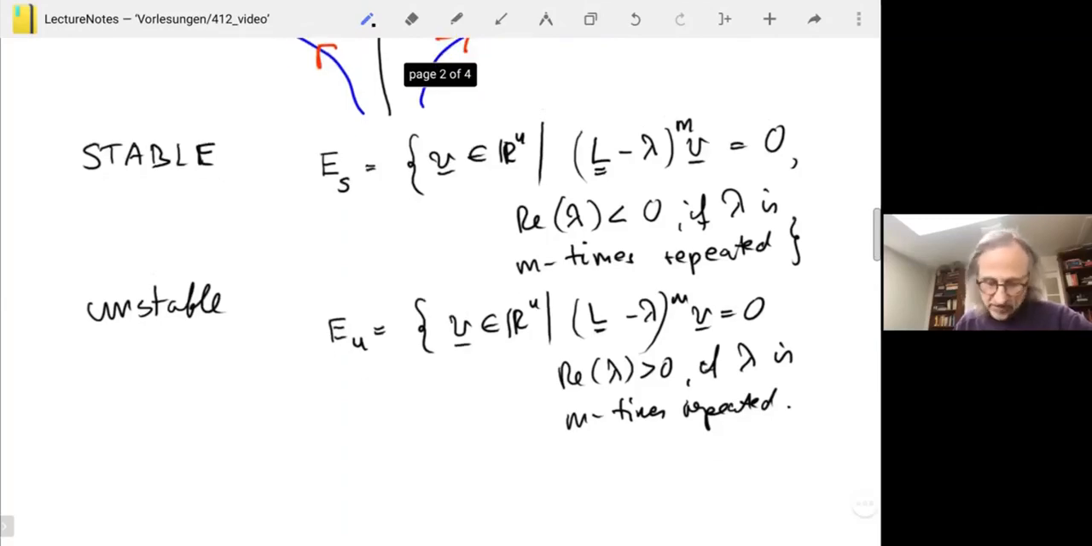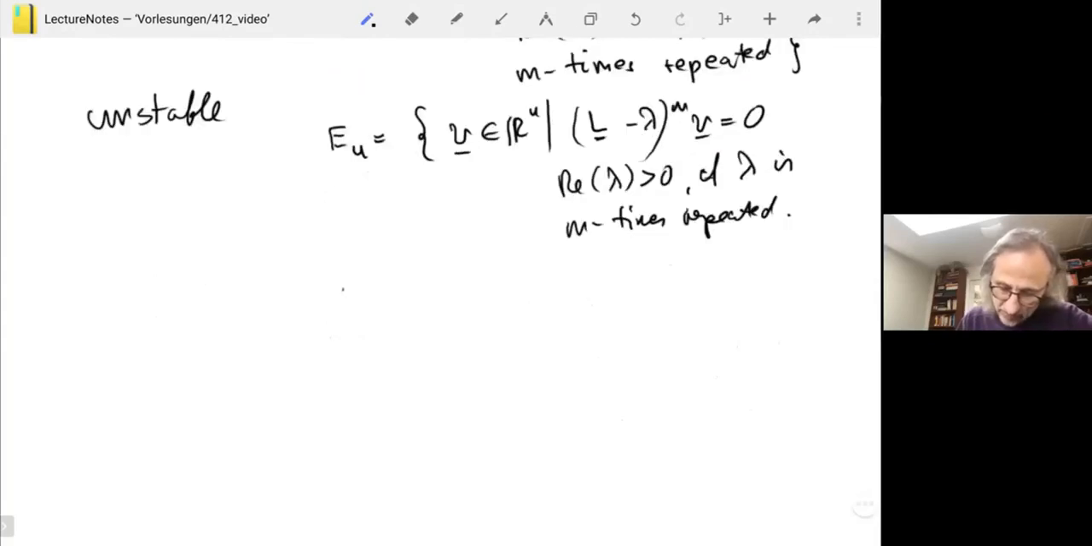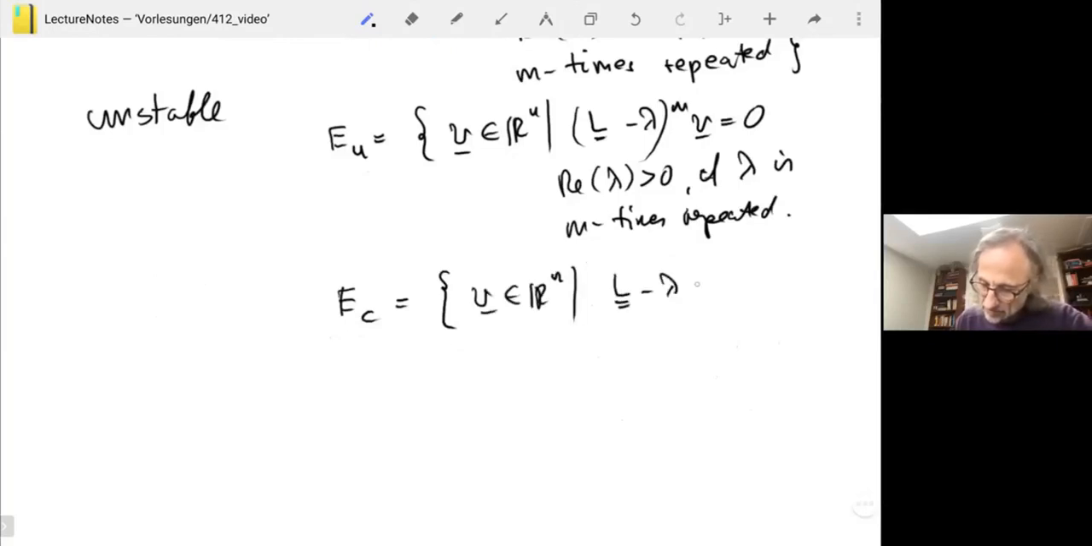You notice that there's no case here where lambda is equal to 0 or the real part is equal to 0. That would be the center eigenspace, and we should actually also define it, which will play a very important role later. So let's just define it right now. V equals 0, and the real part of lambda is equal to 0.